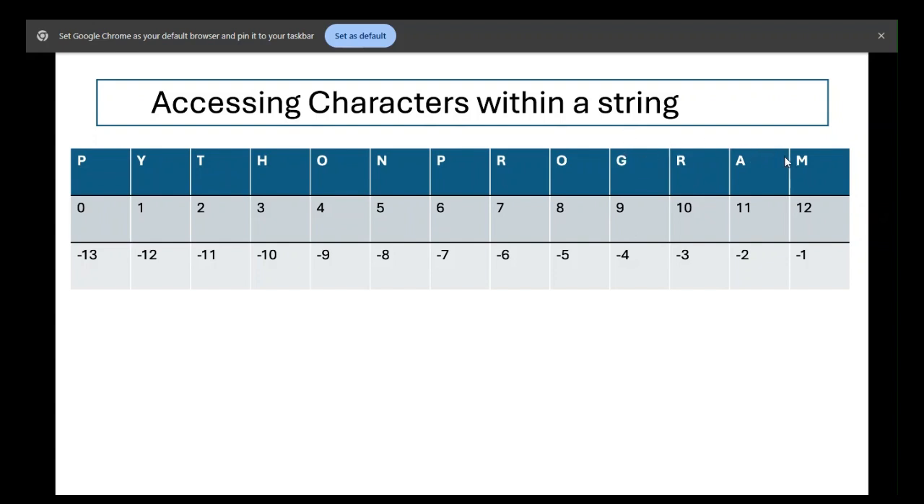The same way, if I want to access it in reverse order, Python assigns -1 up to -13 in reverse order. So if I want, for example, to print this particular string in reverse order, all I need to do is start from -1, and I'll be able to print it. So that's for accessing characters in a string.